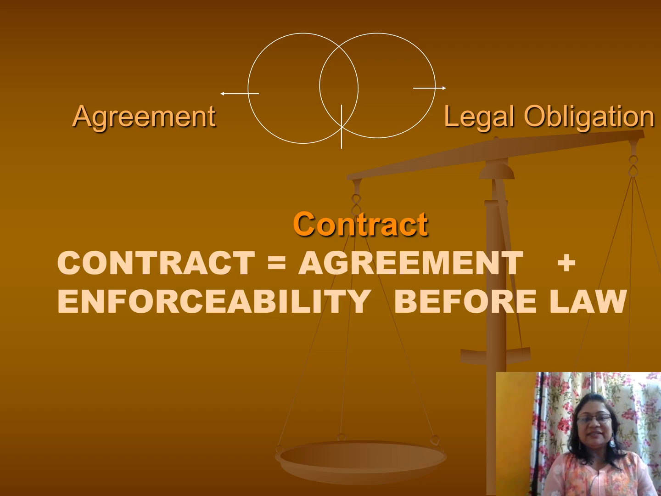Here again you can see that the first circle on the left shows agreement, and the circle on the right shows legal obligation, and the place where these circles combine, the common area between these two circles, is what is contract. So contract equals agreement plus enforceability before law. This is the foundation of the act.